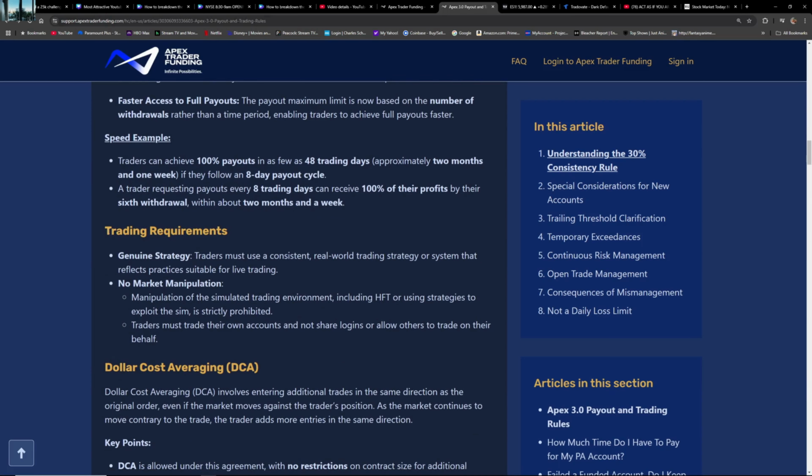What they want, and one of the second most important things is this right here, trading requirements. They want you to use a genuine trading strategy. It's a little ambiguous, but dollar cost averaging is allowed now, but they want you to have real world trading strategies in a system that reflects consistent practices. It doesn't say consistent there, it says practices suitable for live trading, but consistent practices.